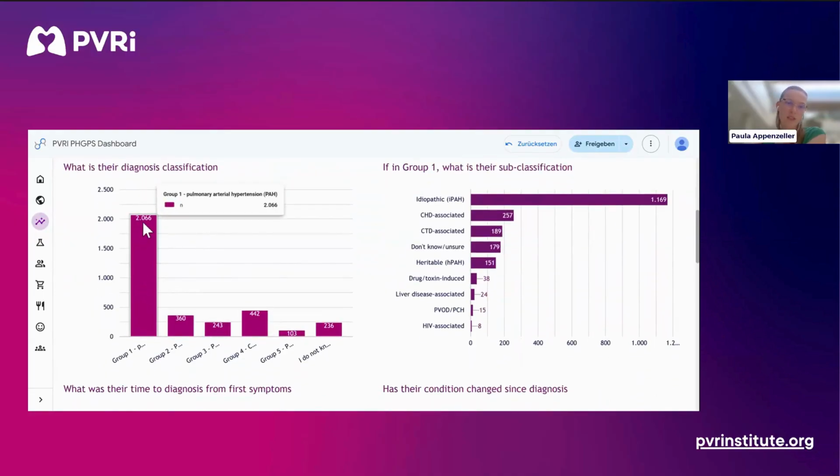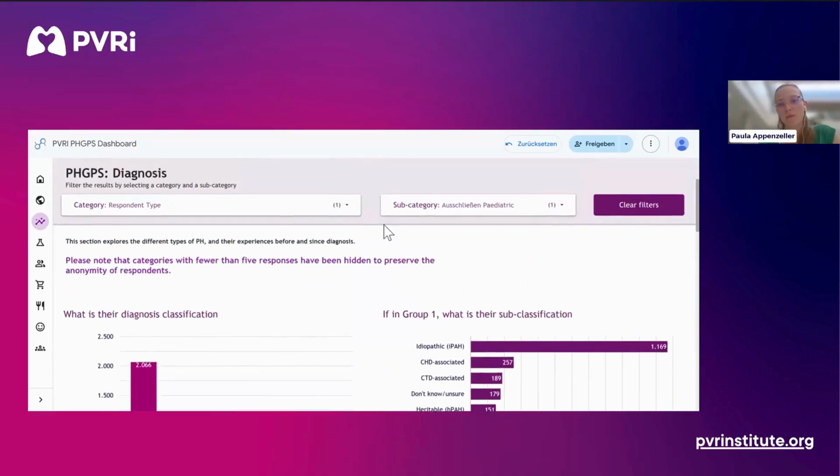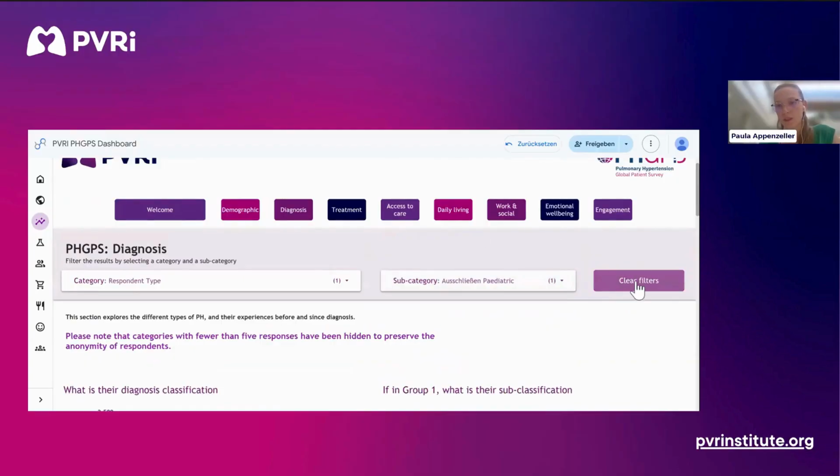We have 2,066 patients with group 1 PH, and of these, 151 have heritable PH, which relates to 7%. So we could, for example, now compare pediatric and adult populations. We can also see that the distribution of all the diagnoses is more spread out in the adult population. Again, we would clear the filter and we would be back to normal.